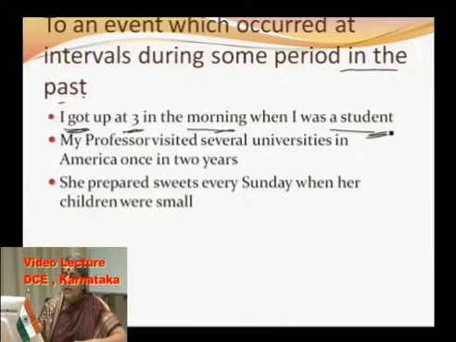This particular event of getting up at 3 and that too in the morning has happened when I was a student. When I was a student, every day at 3 in the morning I used to get up. Event which occurred at intervals.